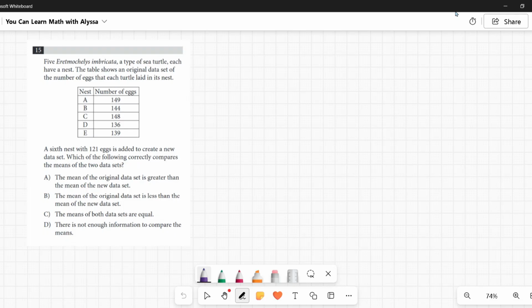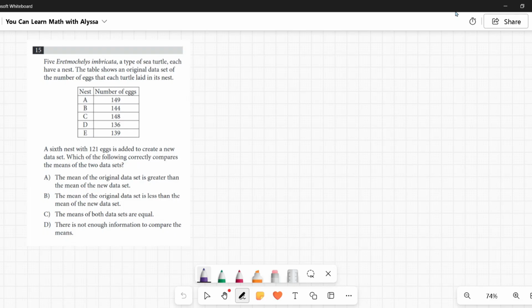Number 15. Eretmochelys imbricata, no clue if that's right, a type of sea turtle, each have a nest. The table shows an original data set of the number of eggs that each turtle laid in its nest. And we have this chart, A, B, C, D, E, and the number of eggs. A 6th nest with 121 eggs is added to create a new data set. Which of the following correctly compares the means of the 2 data sets?